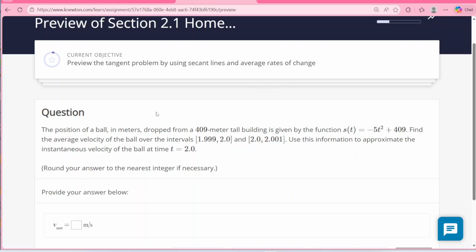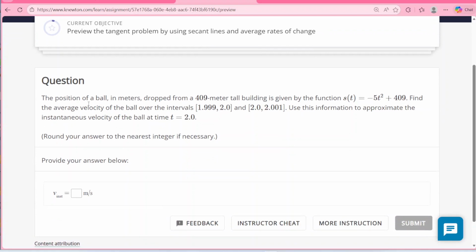All right, so there's another one from that: preview the tangent problem by using secant lines and average rates of change. So this one, the position of a ball in meters dropped from a 409 meter tall building is given by the function s of t. So s represents the height in meters off the ground, and t is time, in seconds again, because they got meters per second in the answer. So s of t equals negative 5t squared plus 409.